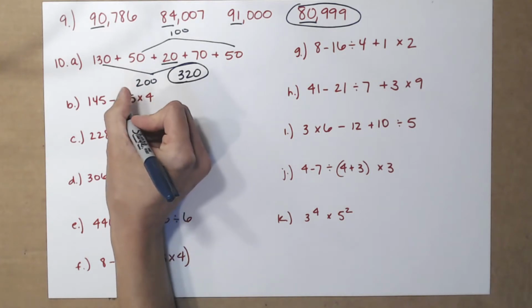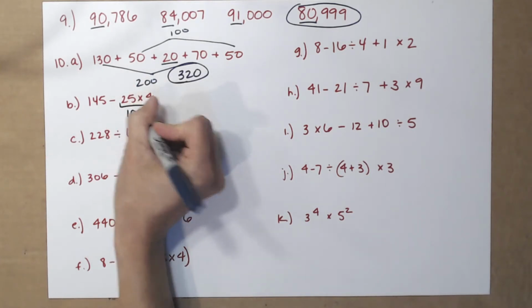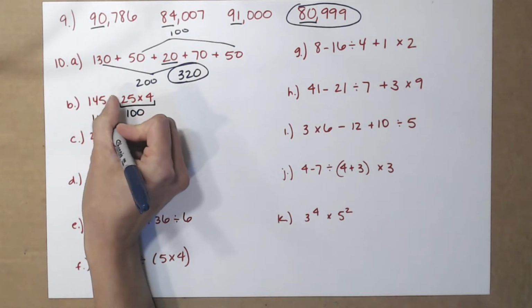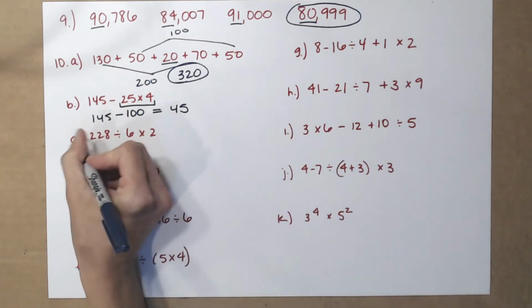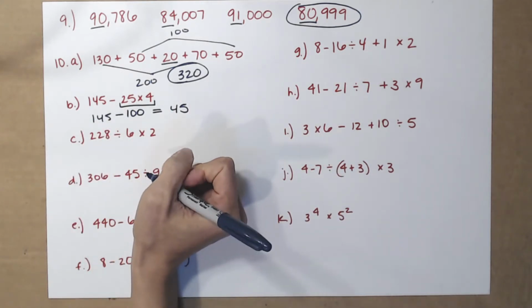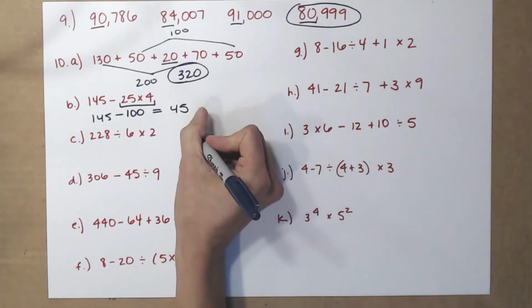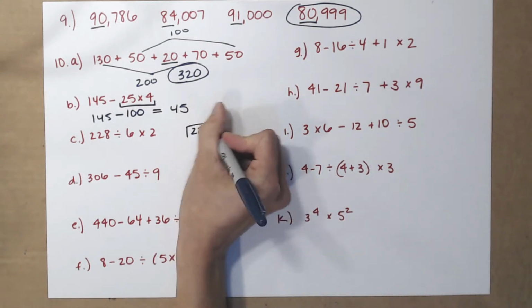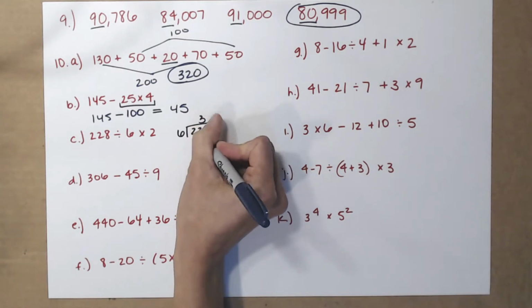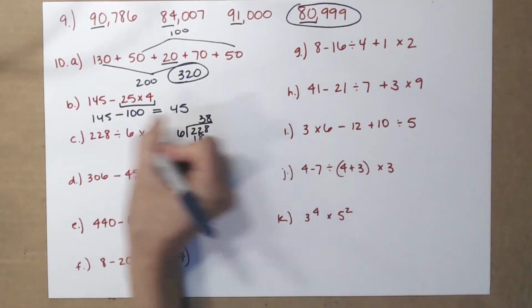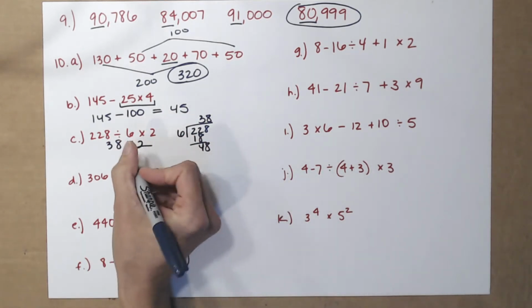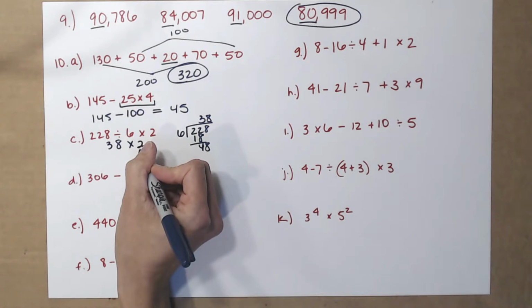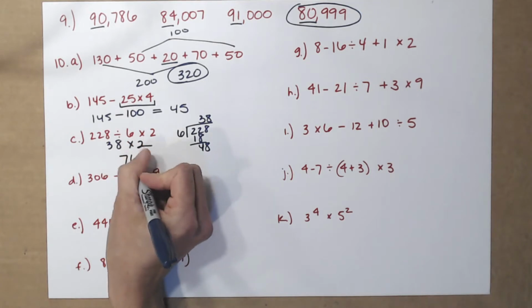Letter B, we need to do our multiplication first. That's 100. So then we can do 145 minus 100 is 45. This one we can just go straight across because we just have multiplication and division. So we can first do 228 divided by 6. And we get 38. And then we can do 38 times 2, and I think I can do that in my head. 30 times 2 is 60, 8 times 2 is 16, so 60 plus 16 is 76.